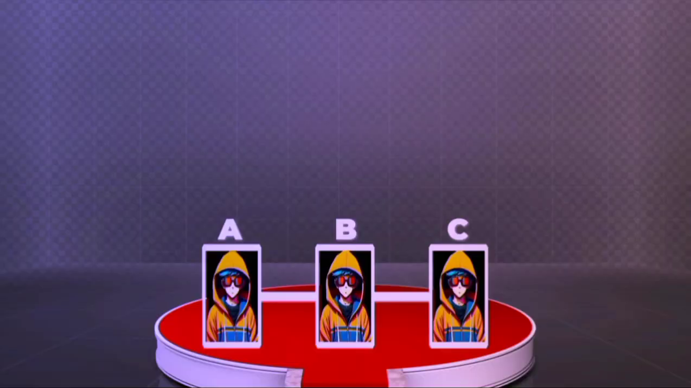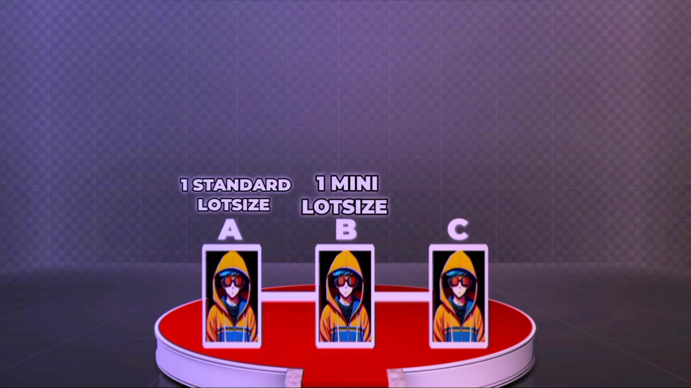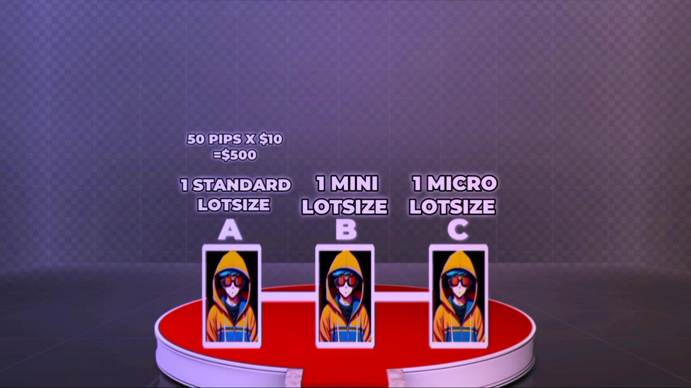So if 3 traders trade a currency pair and all of them make 50 pips, let's say trader A traded 1 standard lot of the pair, trader B traded 1 mini lot of the pair, and the last trader C traded 1 micro lot of the pair. Trader A would make 50 pips times $10 is equal to $500. Trader B would make 50 pips times $1 is equal to $50. Trader C would make 50 pips times $0.1 is equal to $5. So even though they participated in the same trade and the market moved in their direction by the same amount of pips, their profits were different because the amount of that particular currency they bought was different. I believe this concept is now clear.